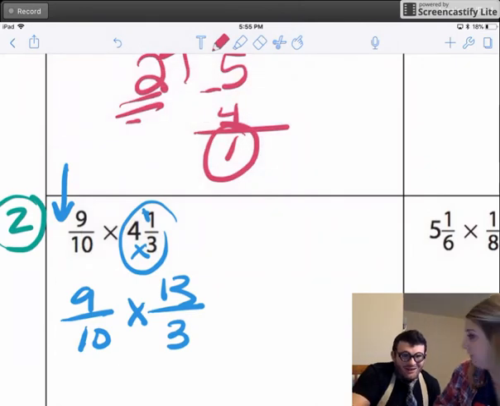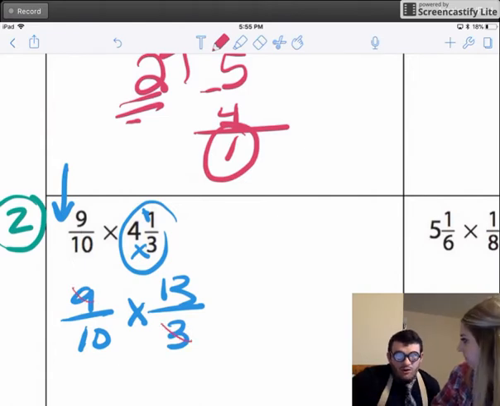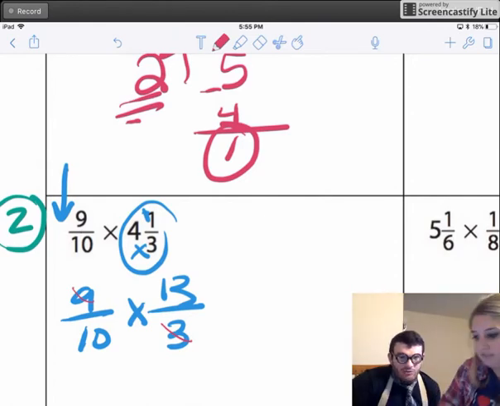13 and 10, can't really do much there. But what do you know? 9 and 3. You know the greatest common factor of 9 and 3 is? It's 3. You know why? Because 3 times 3 is 9.